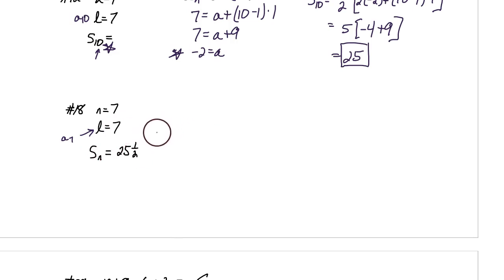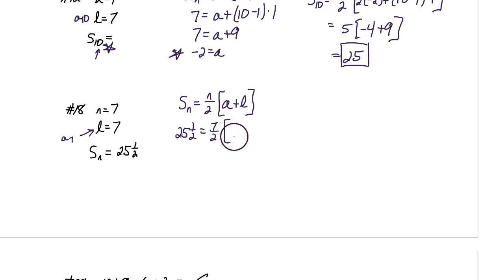We have a sum formula that involves knowing the letter L. That version of the formula is S sub n equals n divided by 2 times a plus L. For S sub n, we can put 25.5. The letter N is 7. We don't know A, but we do know that L is 7. Now let's solve this for A.